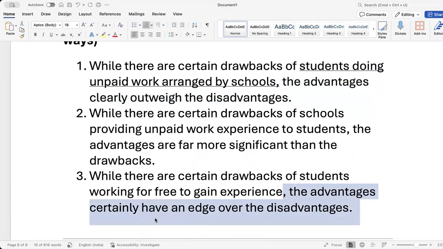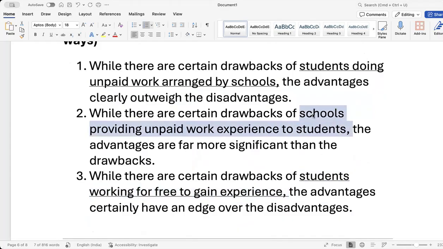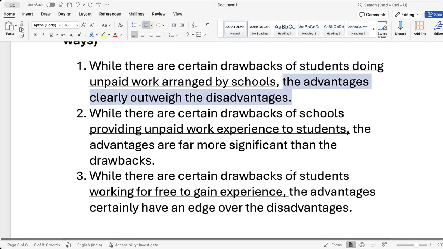Have an edge over means they are more. They have an edge over the disadvantages. I'll share this file with you. Don't worry, you can learn this from there, and we are also going to practice it. Okay. So this part is just paraphrasing, and then you write your main opinion: the advantages are more, the advantages outweigh, or the advantages have an edge over the disadvantages. So these are the three ways I write it, and I'm teaching you.